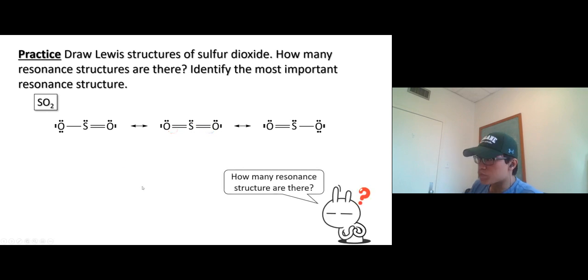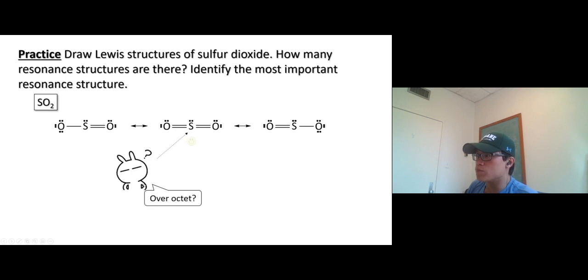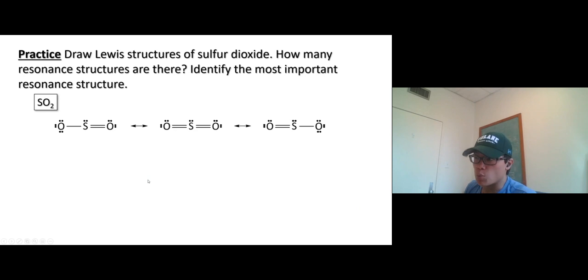Now, which one is the most important structure? We have to check it. Start with the oxygen on the left side. Let's do the formal charge. The structure with the minimized formal charges is the best structure.